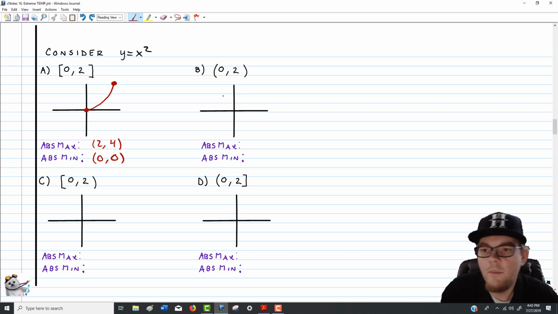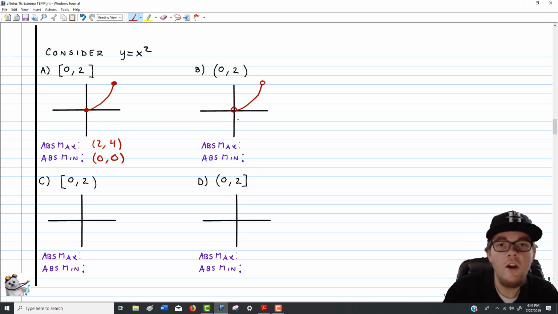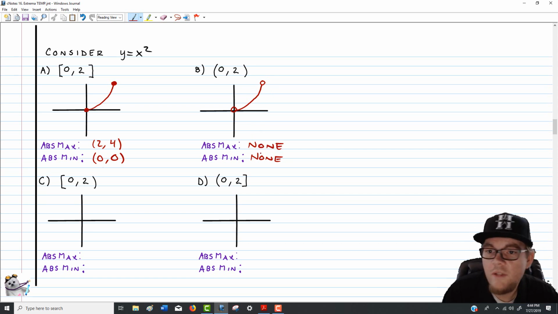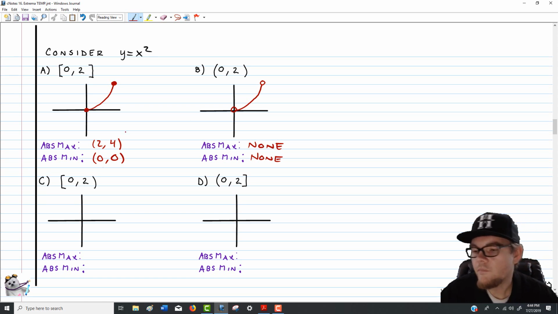Okay, so there's our absolute minimum. Same function this time, but in the second one, in B, what if I make it on an open interval? In this case, the absolute minimum we wanted at that vertex 0 is no longer there, so there is no absolute minimum, and the absolute maximum that we wanted at the top is no longer there either. So just by removing the endpoints, we actually have no extrema whatsoever. There's no absolute high point or absolute low point.